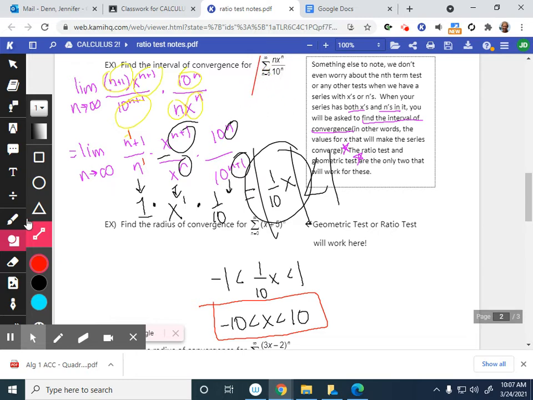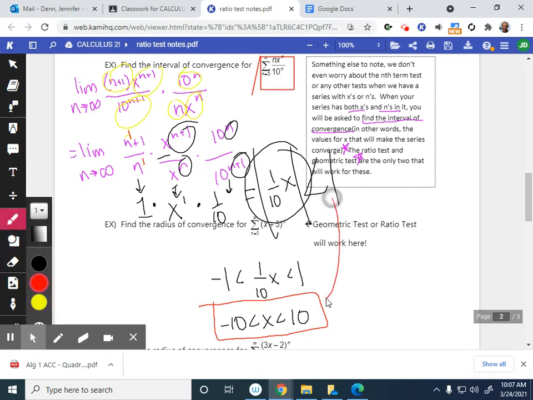Whoops, I didn't mean to do that. I meant to do a box. This series will converge only when x is between -10 and 10. If x is 20, this is going to be too big. It won't converge. If x is 30, 40, if x is 11, if x is 10.1, if x is -10.1. So if x is anything outside of this interval of convergence, this is going to diverge. But as long as x is between these numbers, that will be a converging series. That's what the ratio test does for us.